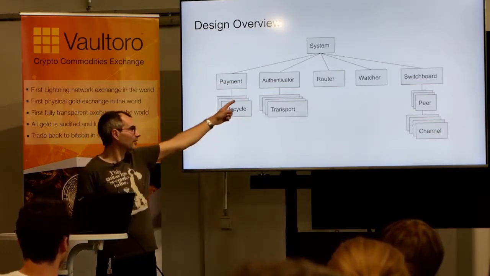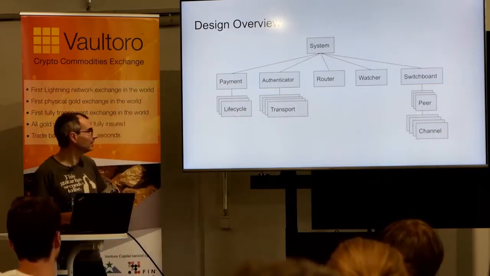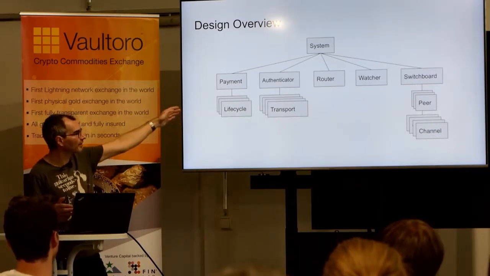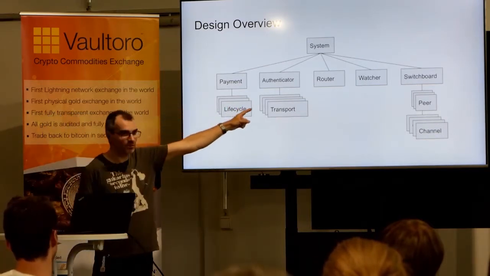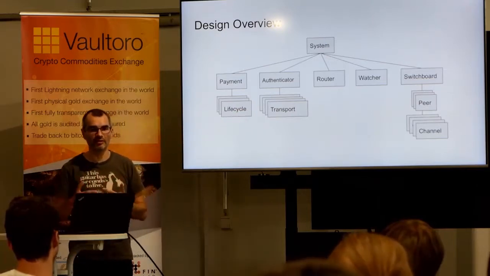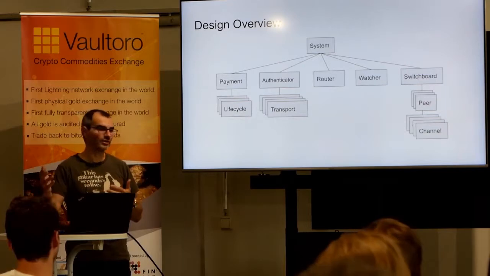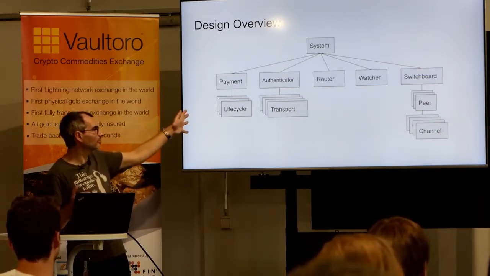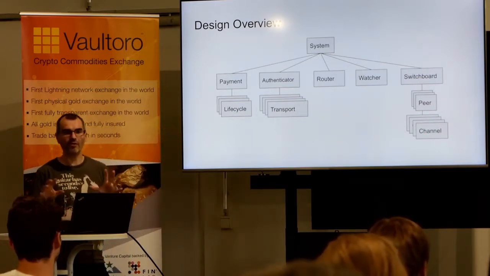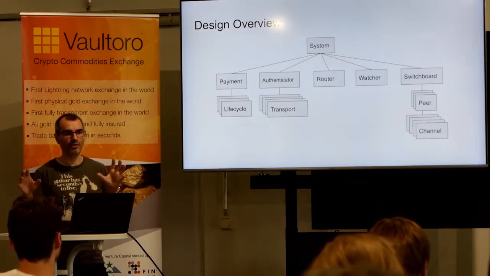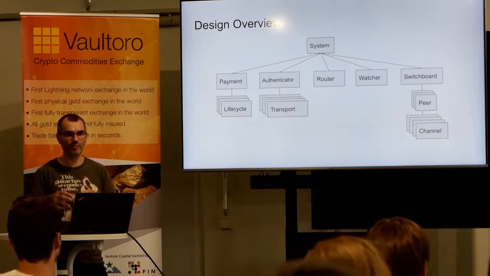You have something that takes care of authentication and encryption. You have actors for the router that manages gossip messages and tries to find routes to your destination nodes, things for handling payments. And all these are actors. So all communication is asynchronous through message passing.